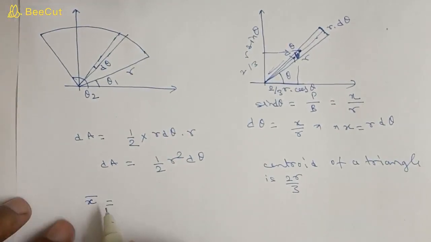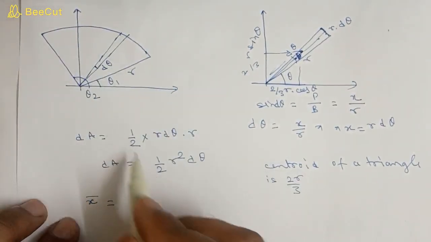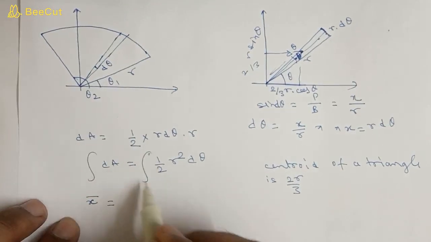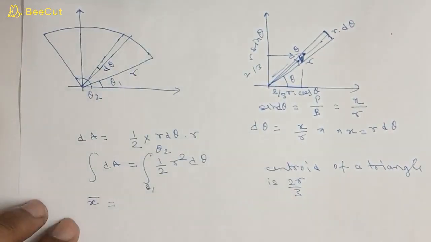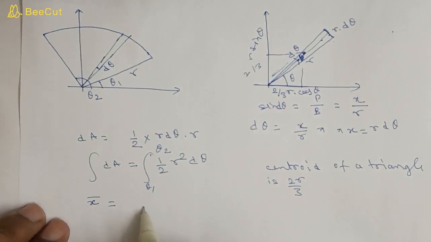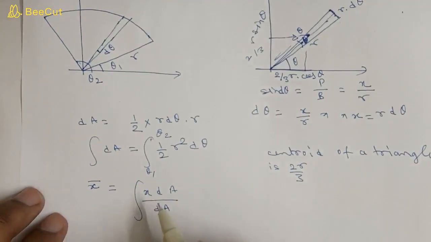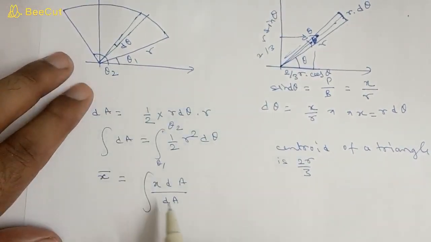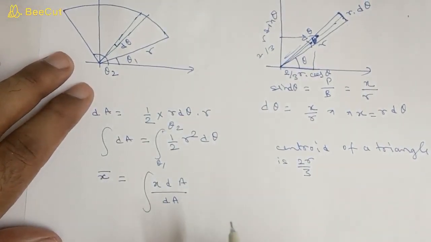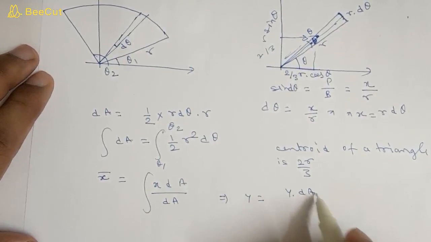If we integrate this area dA from theta 1 to theta 2, then we will get the area of this circular part. So x bar will be integral of x dA upon integral of dA, meaning the moment of this area about the center, divided by the area. Similarly, y bar is equal to integral of y dA divided by integral of dA.